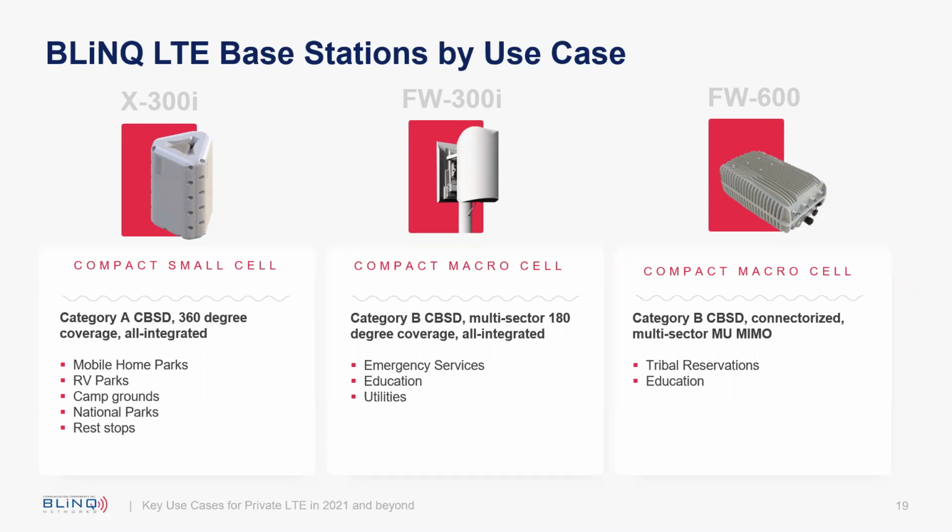And then our FW600, this is really a new introduction that we brought in, supports multi-user MIMO. It's what we call connectorized, meaning it doesn't have internal antennas. You can put your own antenna on there, 180 degree, 120 degree, 90, 60, whatever it is that you're looking for. And this guy can support up to 1.5 gigabits per second. And again, it is a Class B radio.